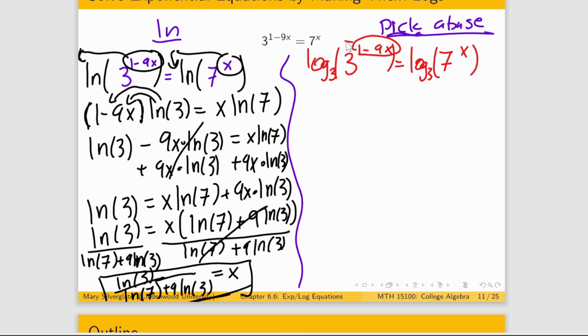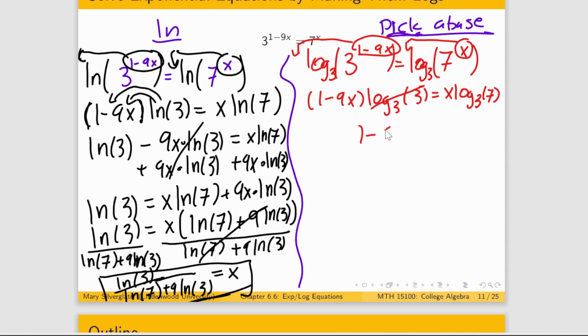We still have the same initial step where I move that exponent out front, then I have parentheses 1 minus 9x times log base 3 of 3 equals x times log base 3 of 7. In particular, I know that log base 3 of 3 cancels to make 1, and I'm left with 1 minus 9x is equal to x times the natural log of 3 times log base 3 of 7.